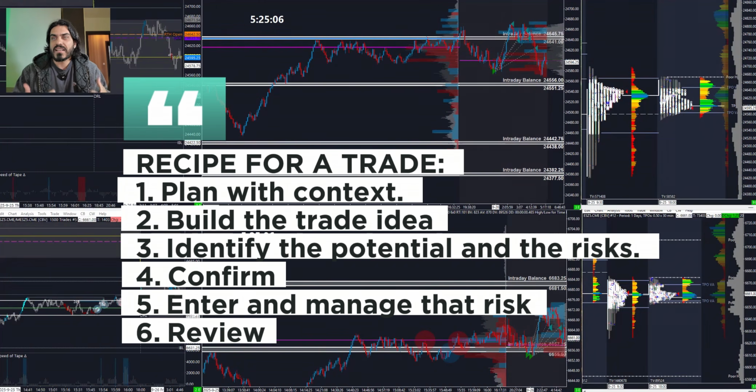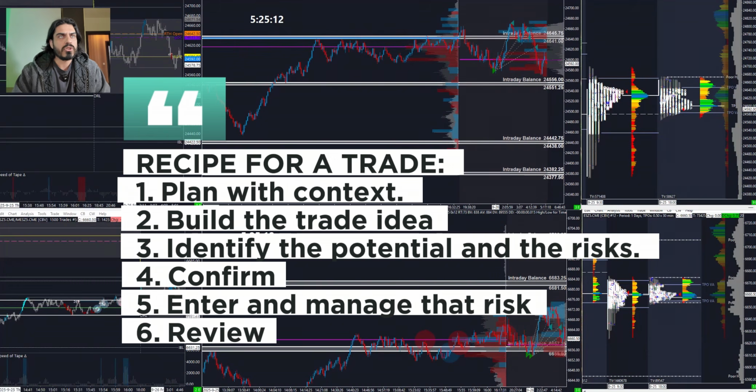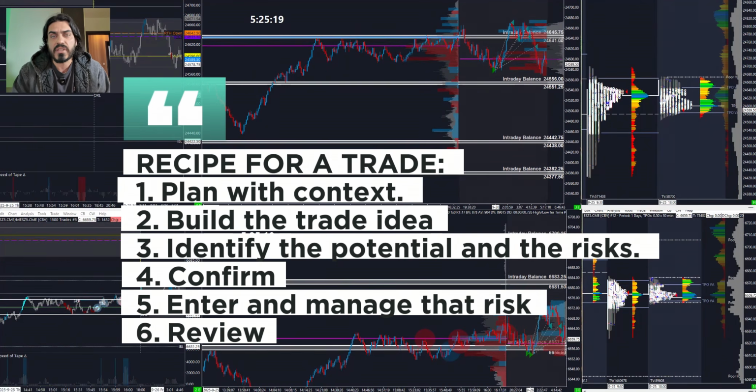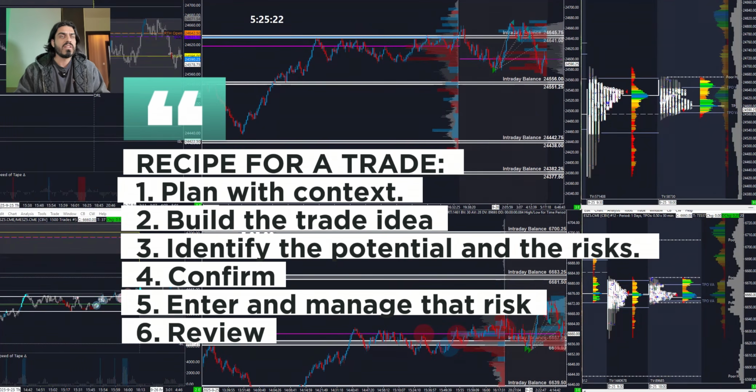Step number 3, we want to identify the potential and the risks of the trade. We talked about that in execution in the last video. When I get into a trade, I don't want to just get into a trade because, oh, okay, the entry looks good. I have to understand what my risks are on this trade. I have to understand what the actual potential of the move of the trade is, and then I can start getting into it. Does it make sense? Is this trade that I'm getting into negative risk to reward? Is it positive? Does it have good expectancy, right? All these things I want to cover before I even get into a trade.